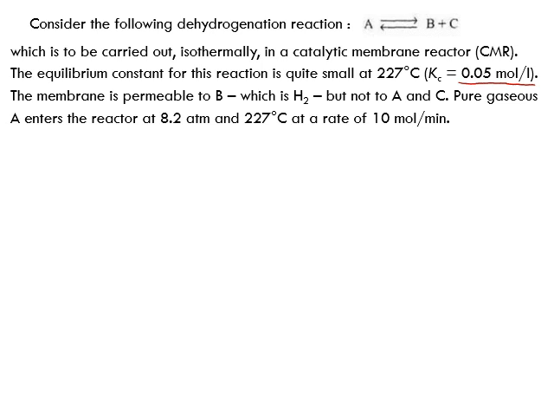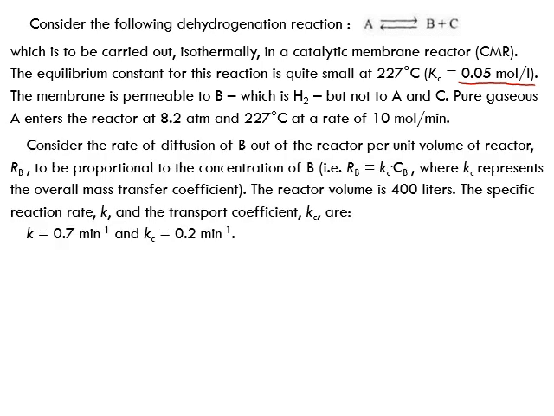Okay, so if you see here, the value of Kc is very low, which means the equilibrium is shifted more towards the reactant, right? In other words, the equilibrium conversion is not very high. So we have to use a membrane reactor where B is diffused out of the membrane, which is the hydrogen.